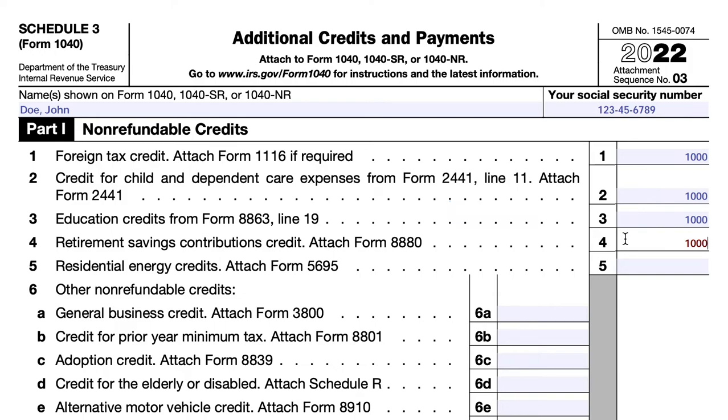Certain heating or cooling components might also qualify. So you can use IRS Form 5695 to claim either or both of those tax credits during the year.